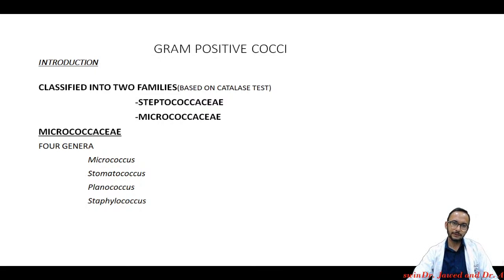Okay, so to begin with the topic, gram positive cocci are classified into 2 families, Streptococci and Micrococci. I've already told you. So Micrococci has 4 genera: Micrococcus, Stomatococcus, Planococcus, and Staphylococcus. And in laboratories, basically we encounter Staphylococcus, which is the most pathogenic among these. And Micrococcus is basically a skin commensal. You can also encounter Micrococcus, and Stomatococcus and Planococcus are non-pathogenic to humans.